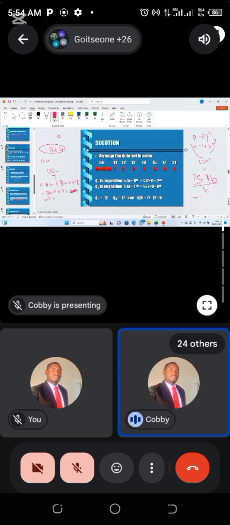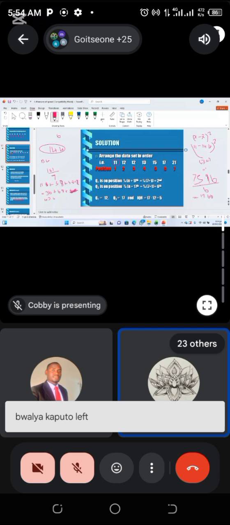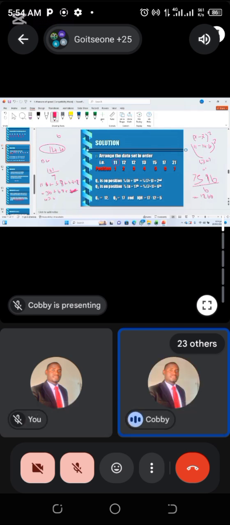It's giving us 12.66. Okay, this is 12, not 17. 12.66. Yeah. So this is our variance now. This becomes our variance. We have found the variance. Any question?